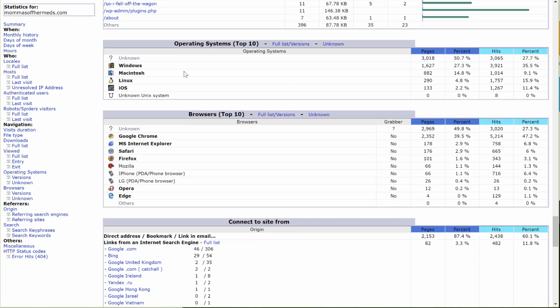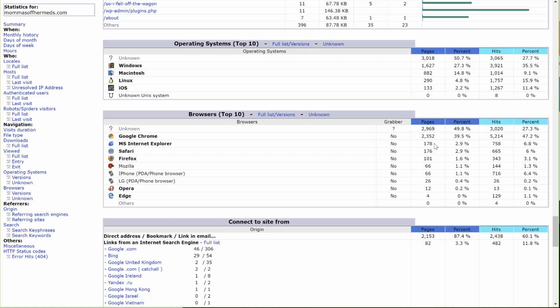Operating systems. So overwhelmingly, we have Windows operating system is viewing. So this is what people are on when they're accessing. The second one is Macintosh, followed by Linux. And then the iOS, which should be people's smartphones, I think. Top browsers looking are Google Chrome, Internet Explorer, really?